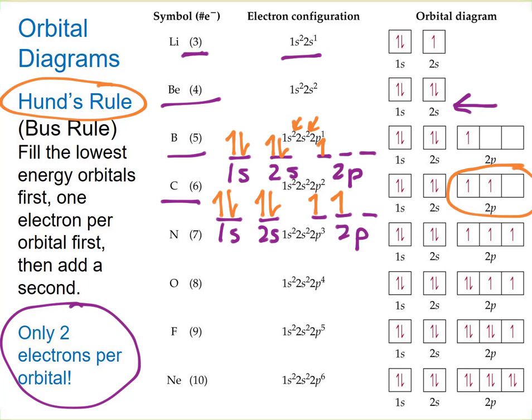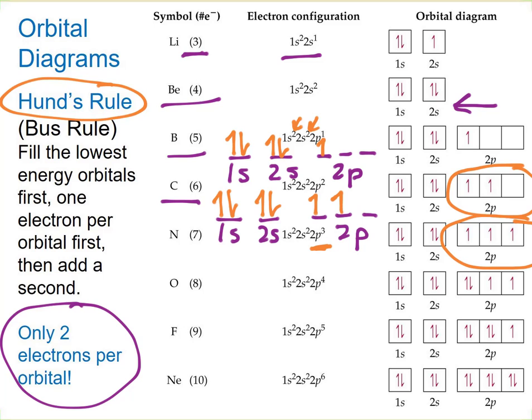Notice that they're both up arrows. The first arrow in an orbital is always an up, and again it spreads out. So you're going to see the same thing with 2p3 as part of its electron configuration, and that just means that you're going to have 1 arrow or 1 electron in each orbital.